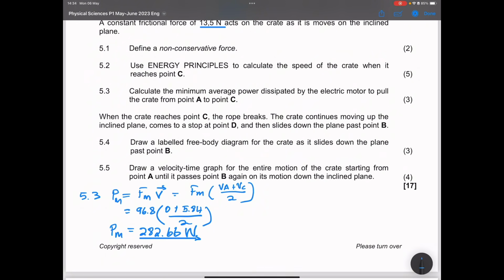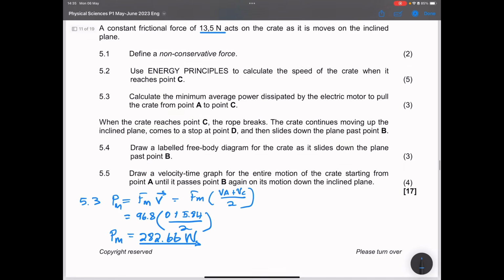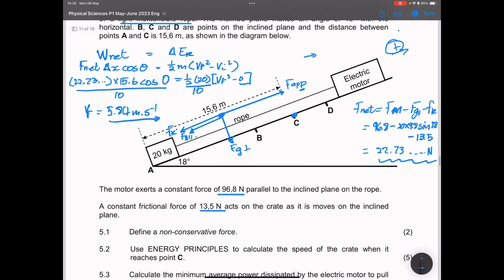They say when the crate reaches point C, the rope breaks. The crate continues moving up the inclined plane, right? Comes to a stop at D and then slides down the plane past point B. Right, now they say to us, draw a labeled free body diagram for the crate as it slides down the plane past point B. Right, so remember that the rope has now snapped, okay? So it is now moving and the rope is no longer a part of that entire equation.